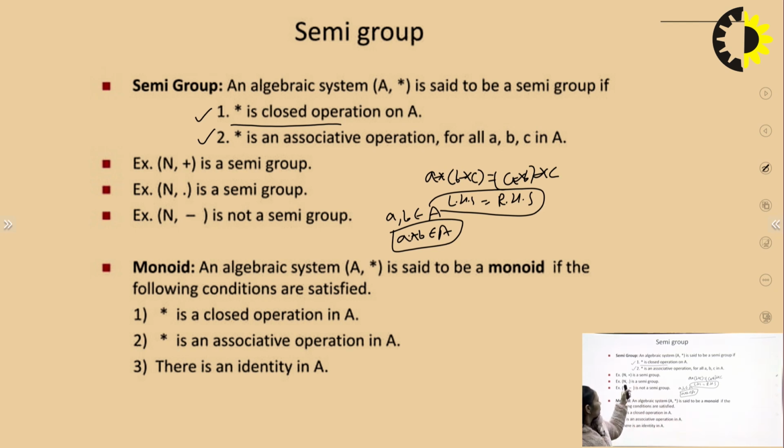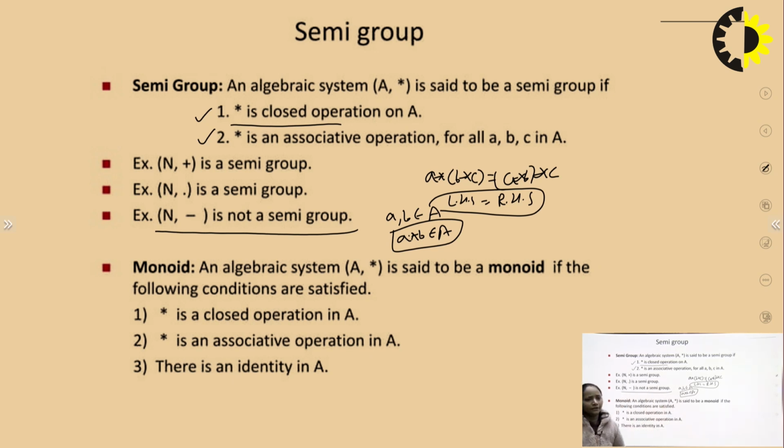Again, if we are performing the operation, here dot represents the multiplication operation. So if we are performing with the multiplication operation, this is also a semigroup. But if we are talking about subtraction, it is not a semigroup because it will not satisfy both properties. So if we are taking addition, then it is a semigroup. If we are taking multiplication, then it is a semigroup. But if we are taking subtraction, then it is not a semigroup.